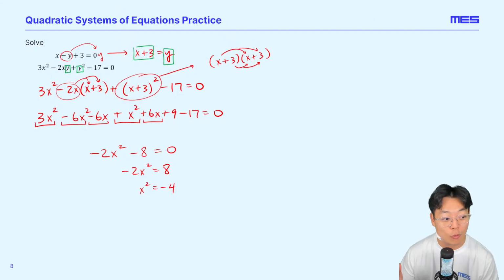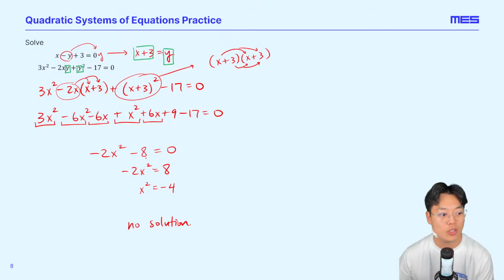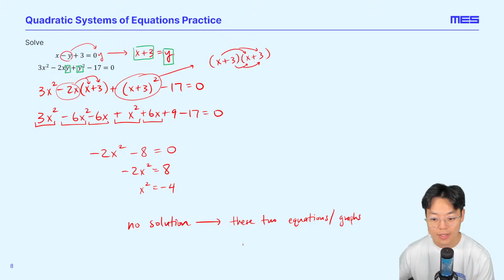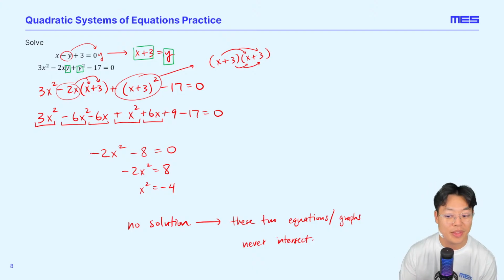And that's how we know, but in the real number system, we would say no solution. And what does no solution mean between two equations? What does it mean to have no solution between two equations? No solution would mean that these two equations or graphs never intersect. That's what we get. These two equations or graphs will never intersect.